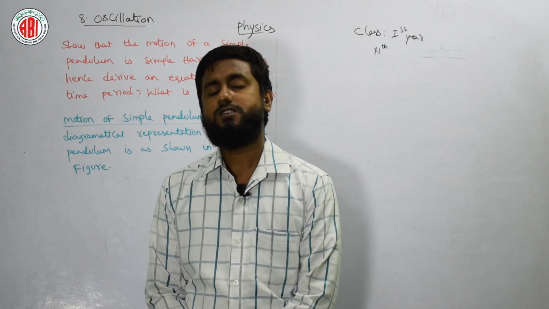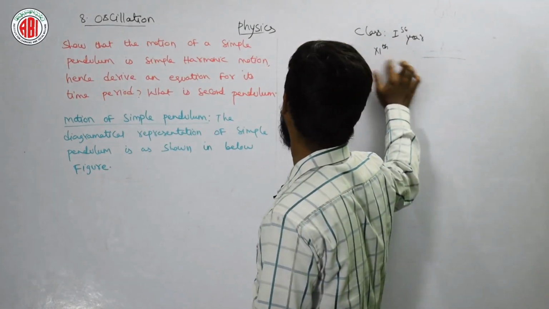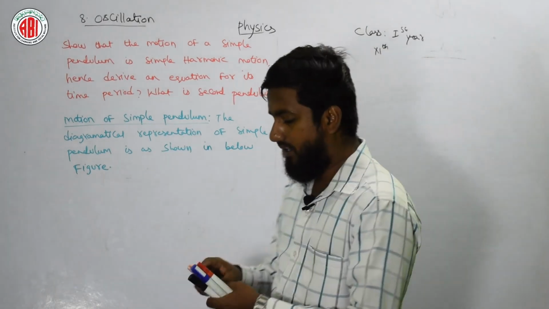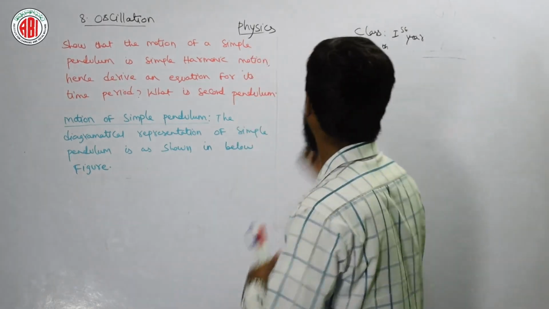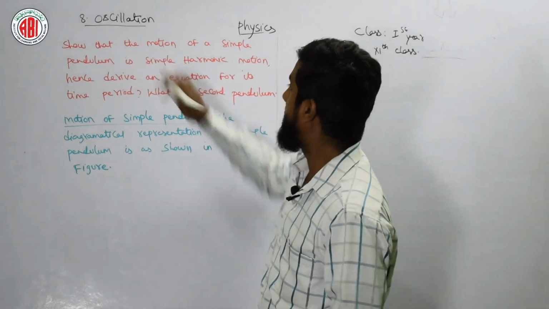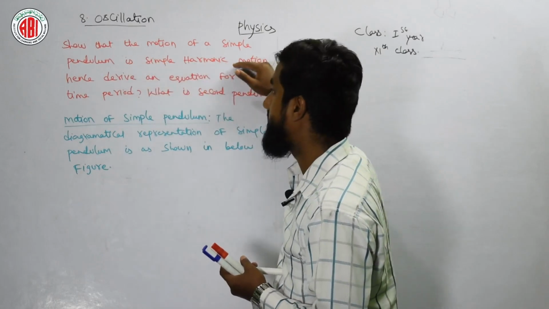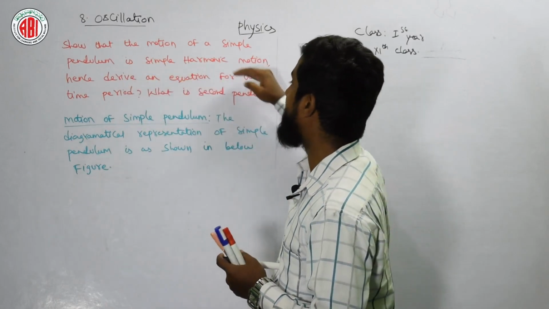Today we are continuing part number 3, chapter number 8, Oscillations, Physics Inter First Year or 11th class. Now in today's session we will come across the topic: show that the motion of simple pendulum is simple harmonic motion, and derive an equation for its time period.